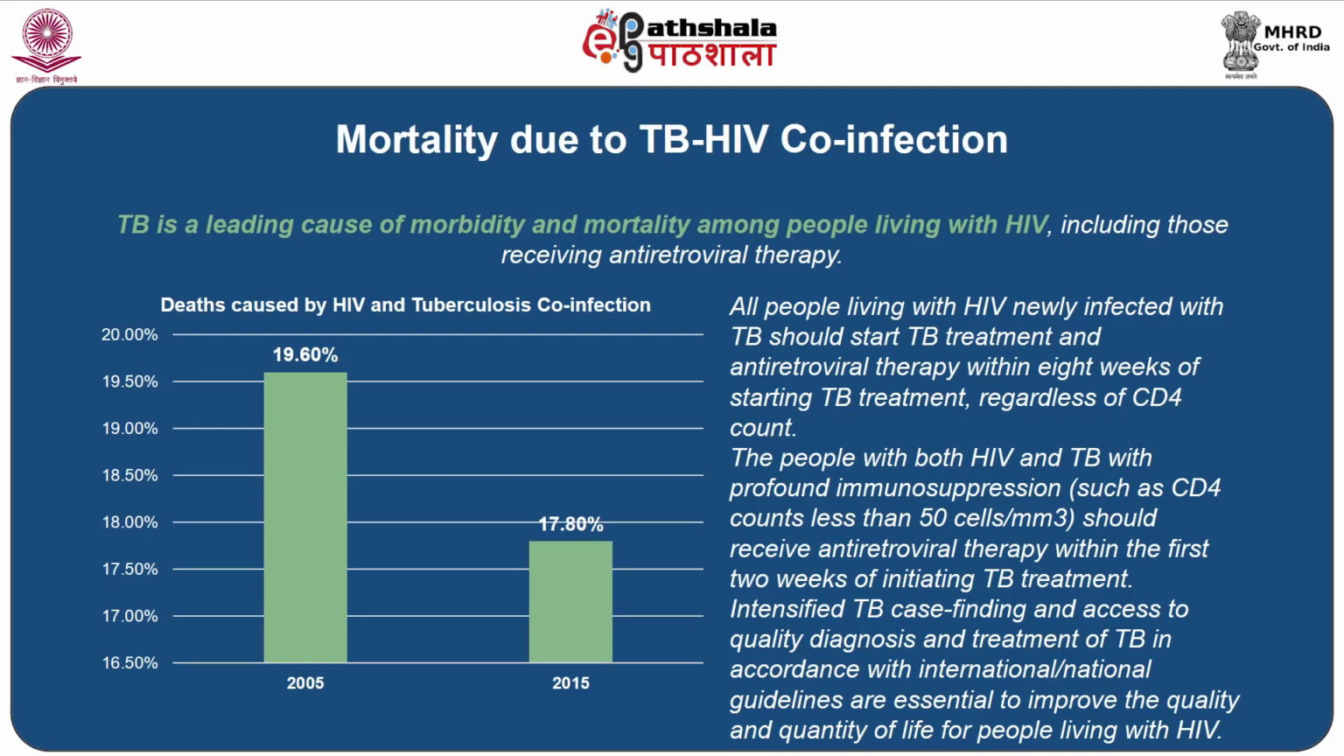The people with both HIV and tuberculosis with profound immunosuppression should receive antiretroviral therapy within the first 2 weeks of initiating the tuberculosis treatment. Intensified tuberculosis case finding and access to quality diagnosis and treatment of tuberculosis in accordance with international or national guidelines are essential to improve the quality and quantity of life of people living with HIV.